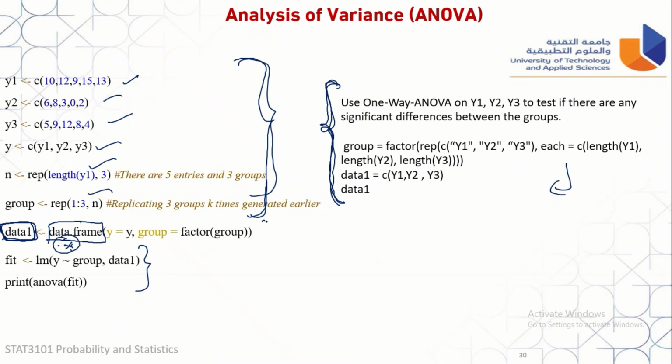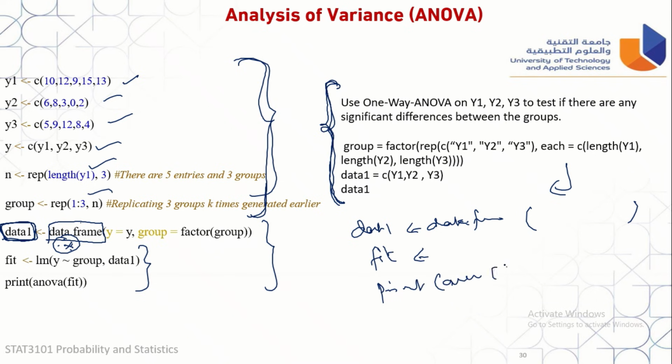After running this program, go for the last 3 lines. Make it a data frame, fit ANOVA. So you have to write data1, for example, data.frame of whatever it is, and then the fit line, and then print ANOVA of fit. And in the class I told you, you can write summary of ANOVA also.